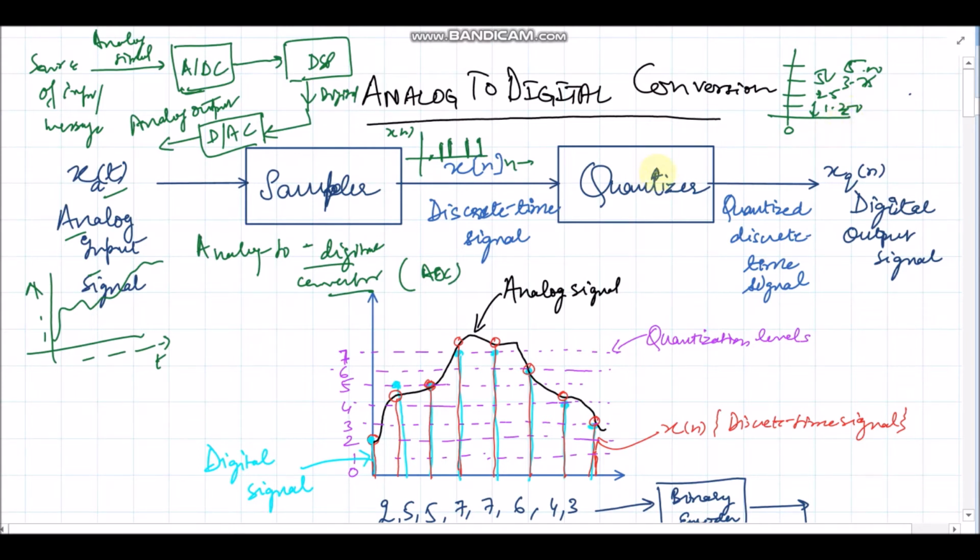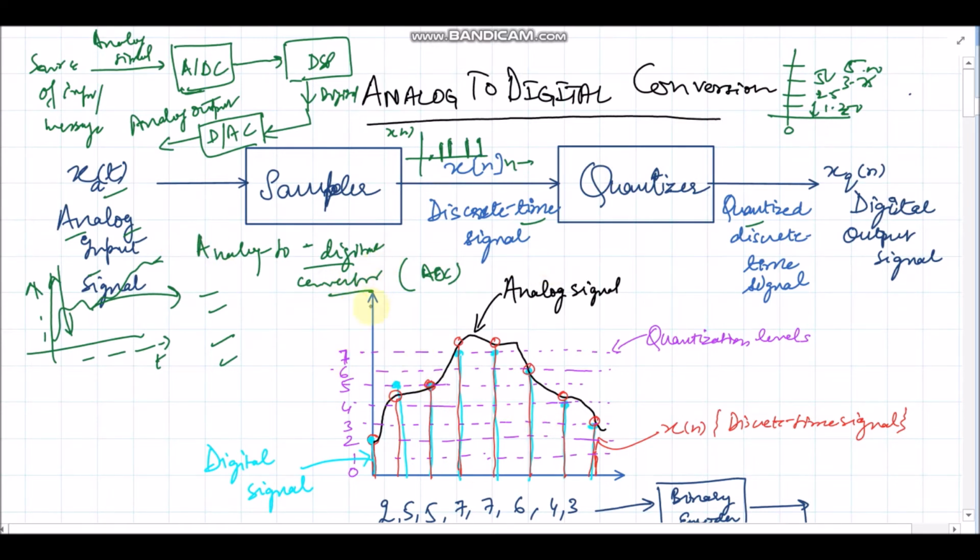So what the quantizer does is it converts the dynamic range of this analog input signal into a fixed set of levels. So a quantized discrete time signal xq(n) is obtained. This is the digital output. Why is it called digital? Because it is discrete in time as well as discrete in amplitude. Quantization results in the discretization in amplitude. We are discretizing the analog input signal in time as well as amplitude.